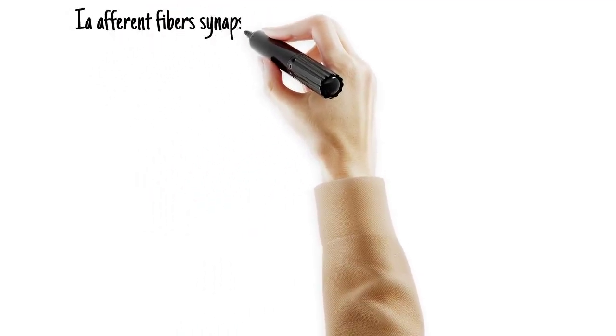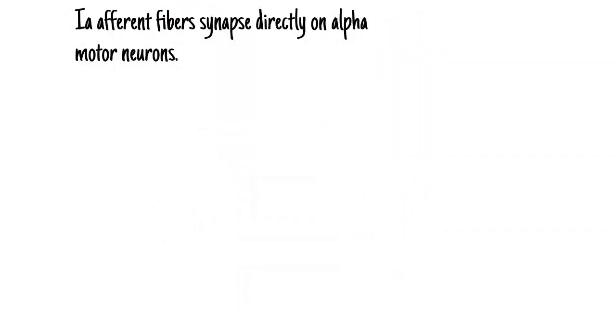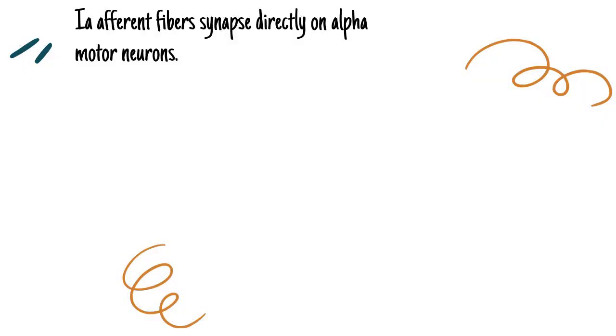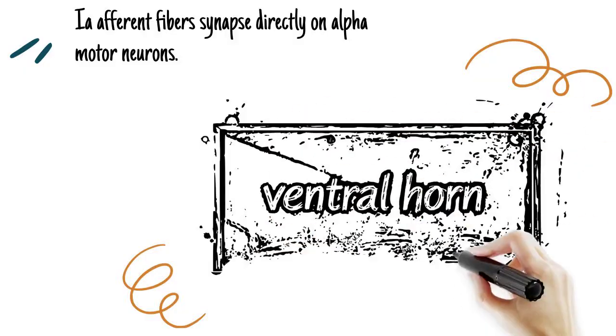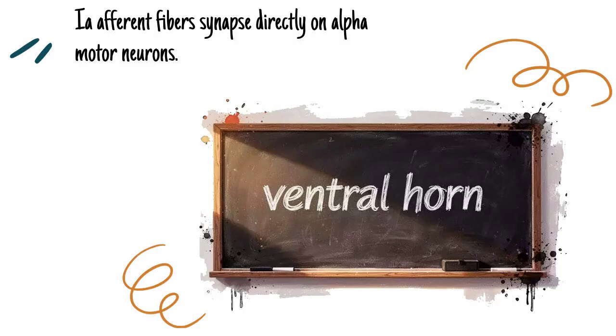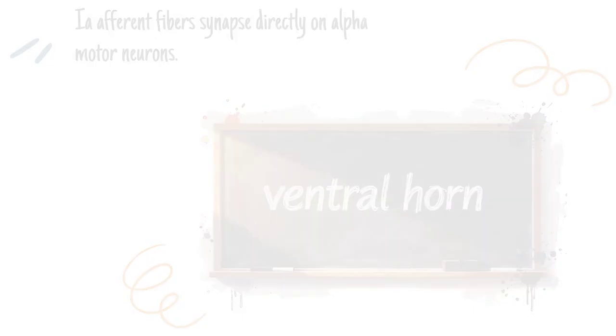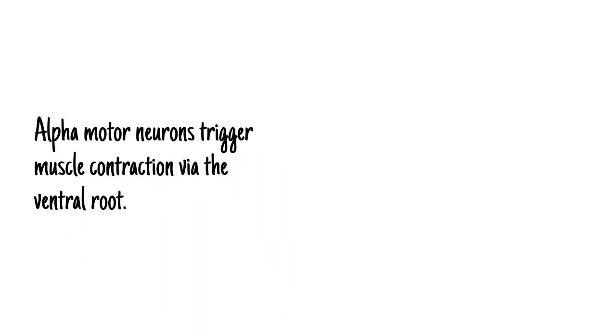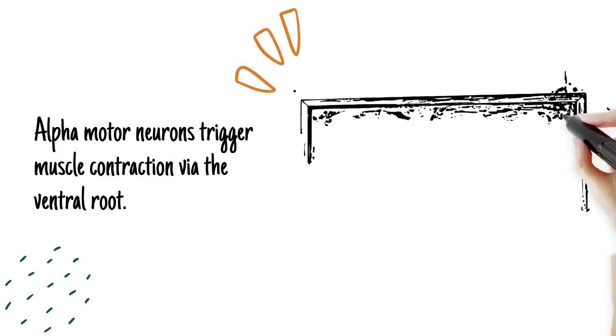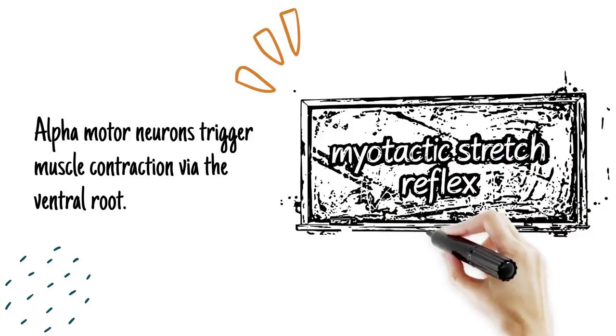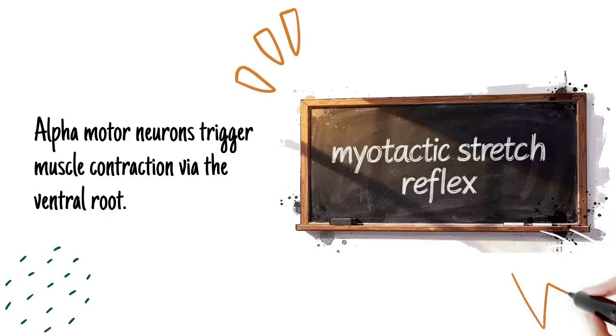Inside the spinal cord, these IA fibers directly synapse onto alpha motor neurons in the ventral horn. This is a monosynaptic connection, just one synapse between the sensory fiber and the motor output neuron. The alpha motor neuron fires and sends a signal back out through the ventral root to the muscle, causing a brief contraction. This is the myotactic stretch reflex, the familiar knee jerk or ankle jerk response seen during a clinical examination.